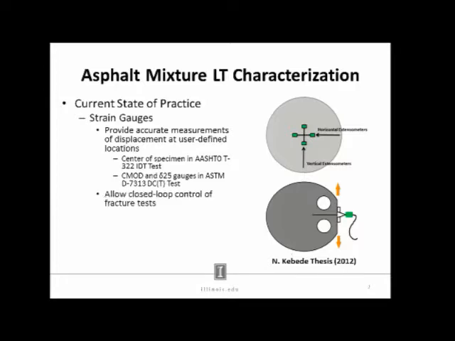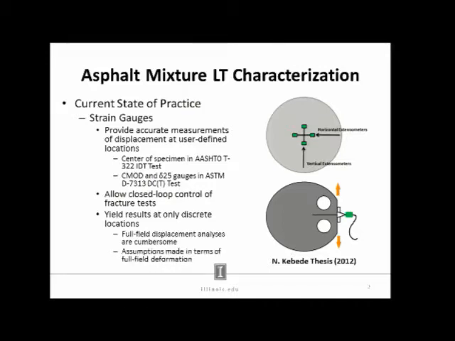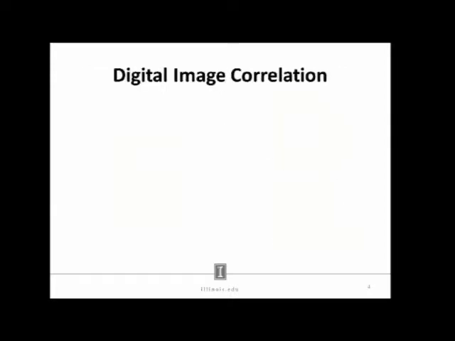And obviously they have their applications. They allow us to have closed loop control on fracture energy tests. But the main problem that we have is that they only provide us results at discrete locations. So if we're only looking at discrete locations, we really don't have an idea of what's going on in the full field. Specifically, we're making assumptions in terms of what those full field deformations are, with regard to whether we're assuming it's linear elastic, whether fracture mechanics are available, or whether we can use nonlinear methods, stuff like that. So if we're going to move beyond that or try to improve upon what we're doing, digital image correlation is a good way to do that.